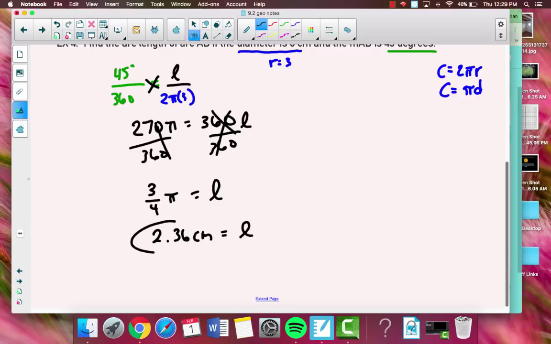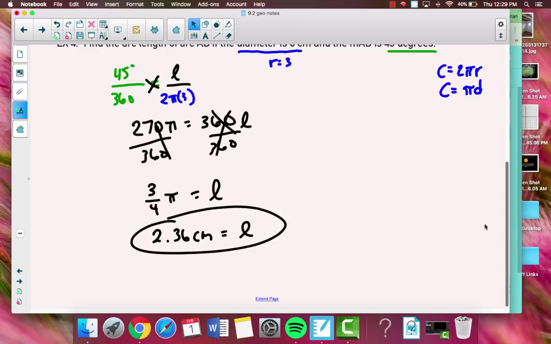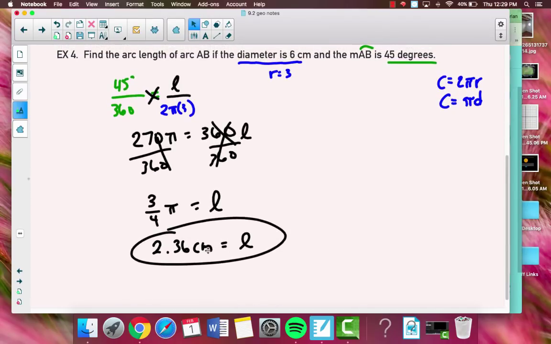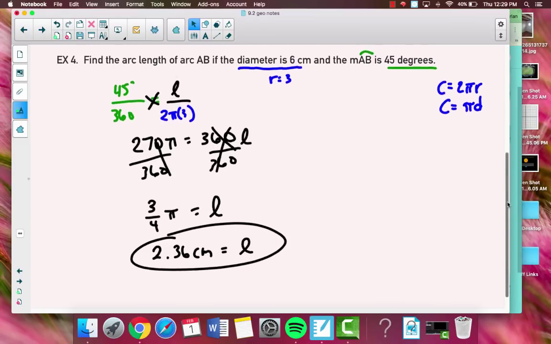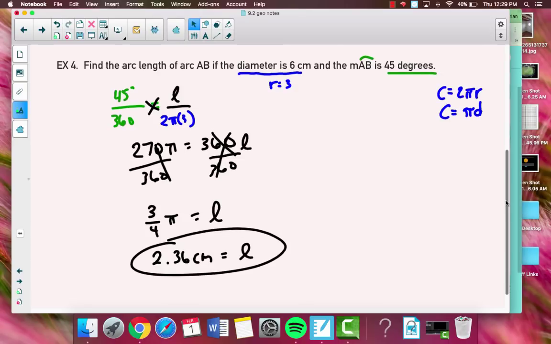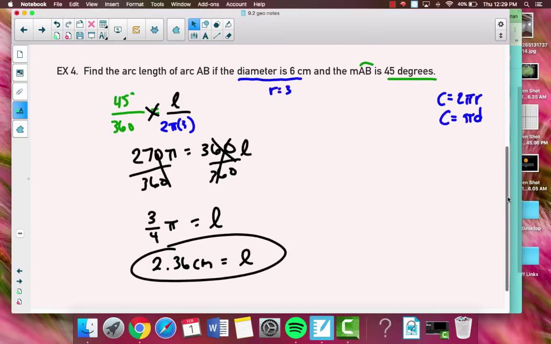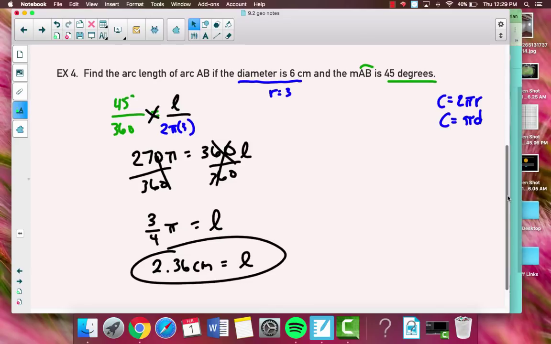Now notice that when we're talking about arc length, we have units at the end. So with arc length, you want to make sure you include whatever units they give you, or if they don't include units, you put the word units. Whereas with measure, we're always in degrees. So there's a big difference in the labels and how we find them. Measure is always equal to the angle. Arc length, you have to use your proportion.